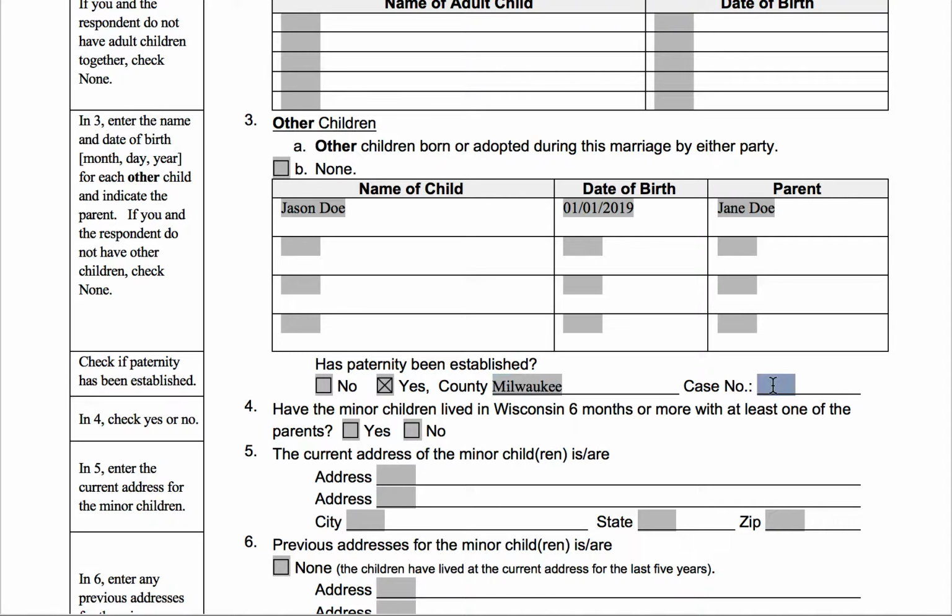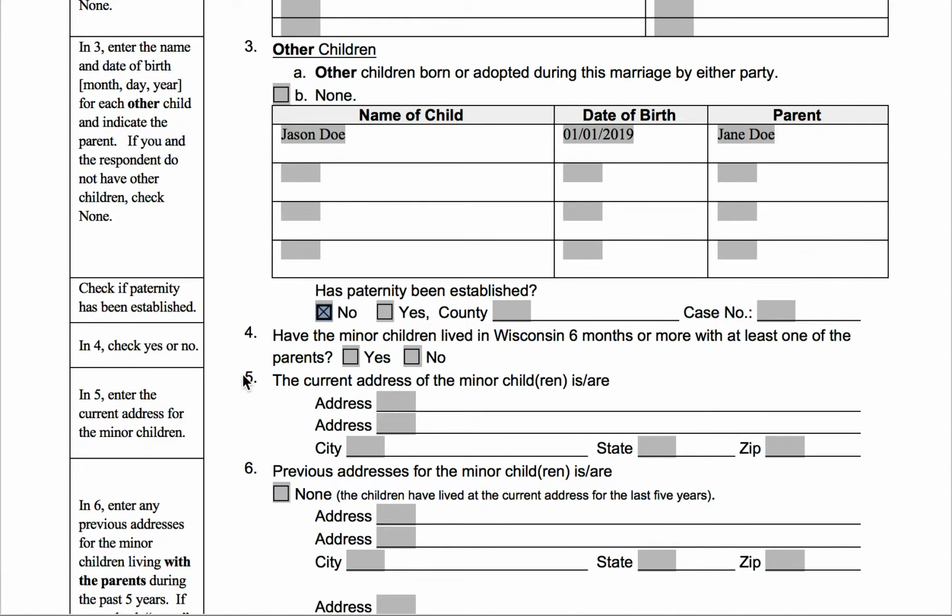And the case number is really important here. So if you are able to get that, you really do want to get that. If you know for certain or you're pretty sure it hasn't been established, then you will just go ahead and check no over here. And again, if you know it's been established, but you're not sure about the details, we would recommend getting those details if you can, because it's really important information to have.